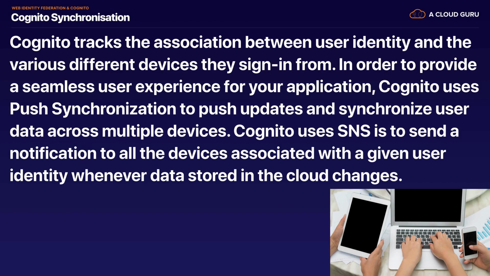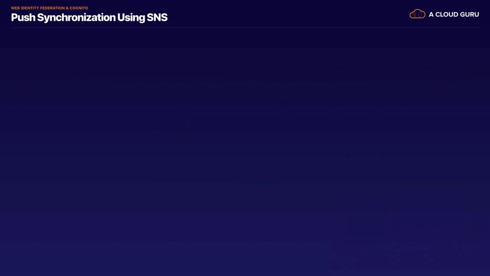Another cool thing about Cognito is the way it does synchronization. It tracks the association between user identity and the various different devices that they sign in from. So if you sign in from your iPad or from your phone, it's all going to be tracked. And in order to provide a seamless user experience for your application, Cognito uses push synchronization to push updates and synchronize user data across multiple devices. Cognito uses SNS to send a notification to all the devices associated with a given user identity whenever data stored in the cloud changes. So what does this mean in action?